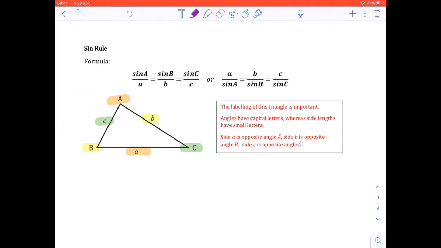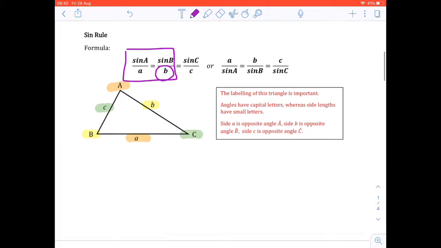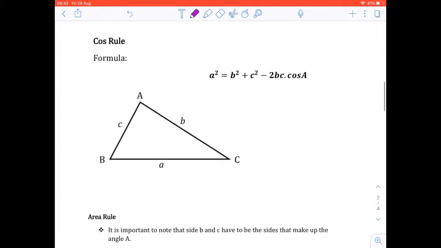In these questions, we also only usually work with two of them. So in these questions, you'll be given 3 pieces of a 4-piece puzzle, and you have to work out the final piece. So for example, you would be given angle A, angle B, and side a, and you have to work out side b. Okay, so that is sine rule. Next is cos rule.